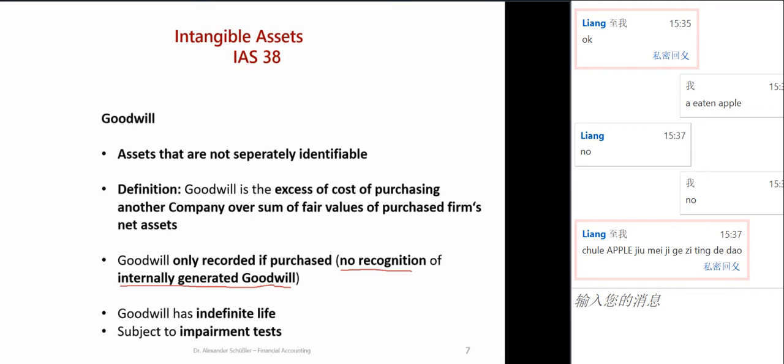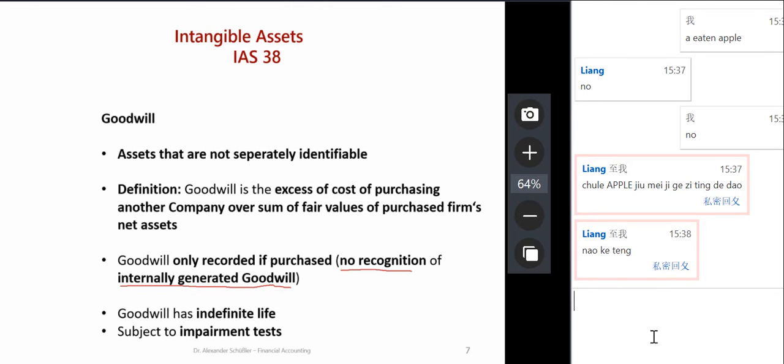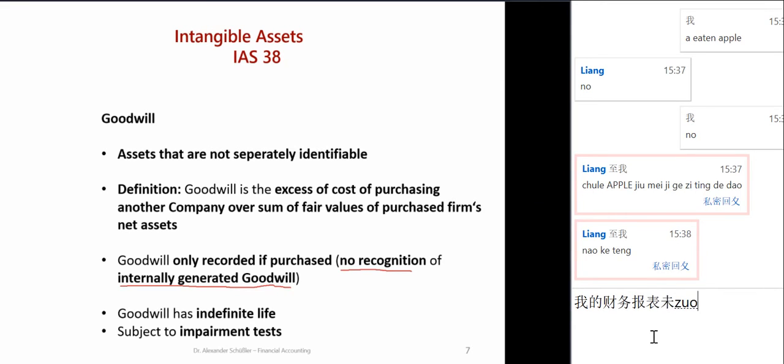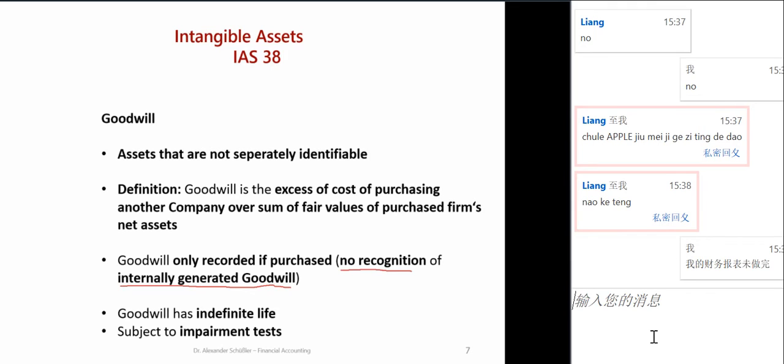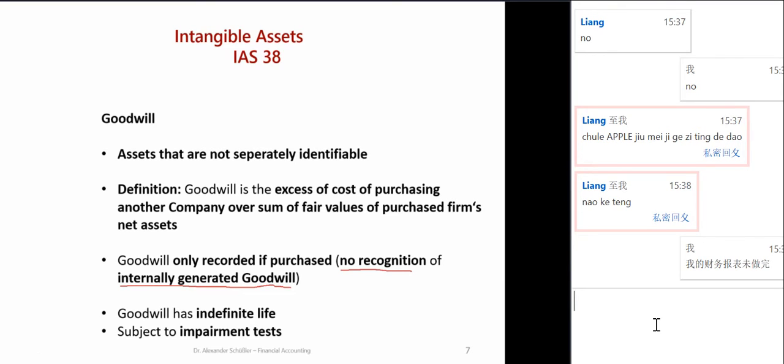So goodwill generally has an indefinite life. That means there is no amortization. But it's subject to impairment tests.